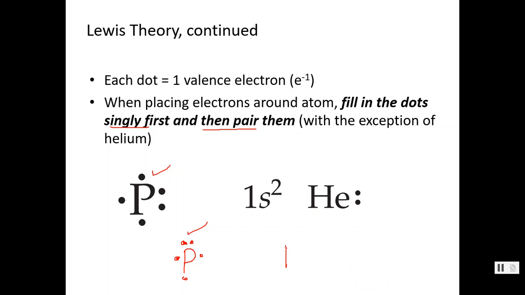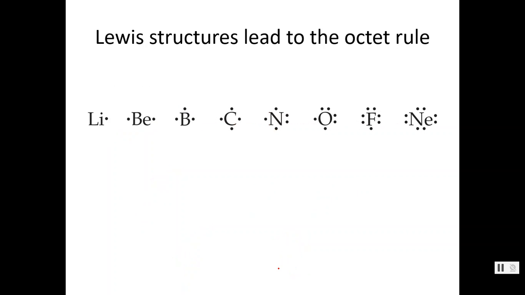What would not be correct is something like this, where I have 2 pairs of electrons together and nothing on the side here. That would not be correct. So that's phosphorus, with the one exception of helium.